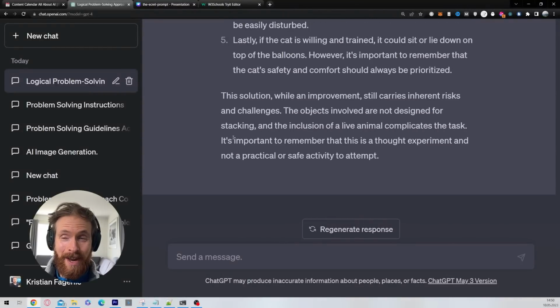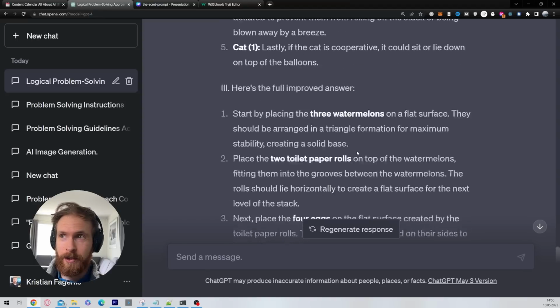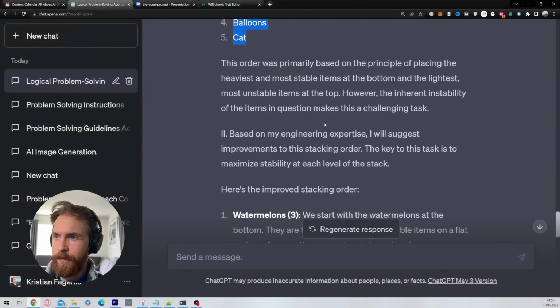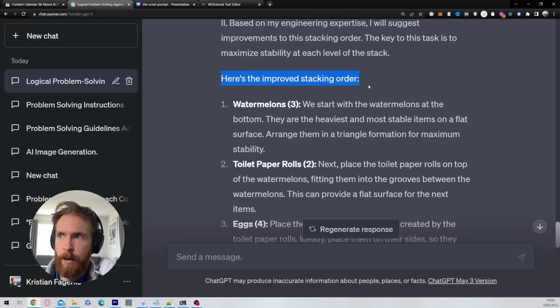Okay, so this was very interesting. So I think we got a better explanation here and a better solution. So let's take a look. Yeah, we just go through the previous stacking order. So, based on my engineering expertise, I will suggest improvements to this stacking order. The key to this task is to maximize stability at each level of the stack. Here is the improved stacking order.